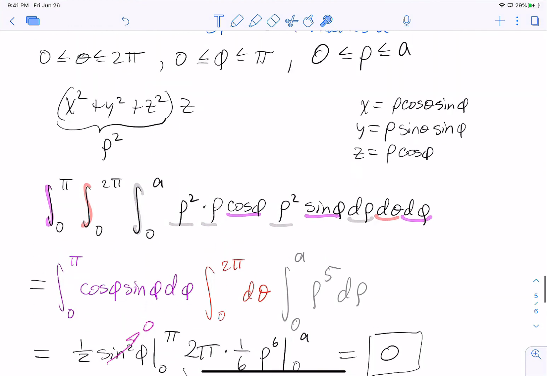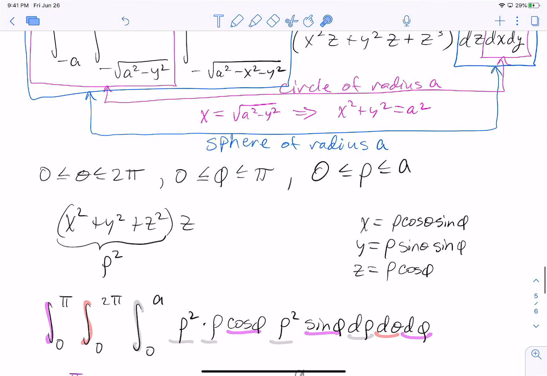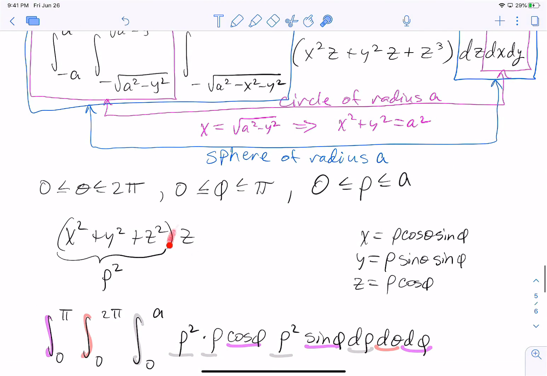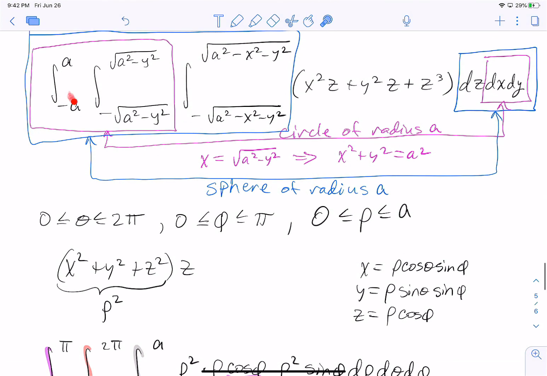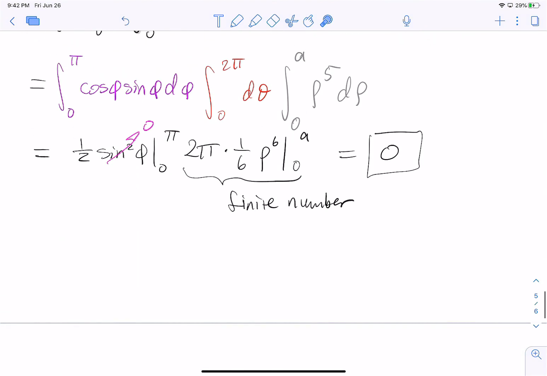Anyway, we can see how this makes sense because our integrand was odd with respect to z. And we have a completely symmetric region. And so the fact that this integral turns out to be 0 shouldn't be much of a surprise, although maybe a little bit of a disappointment.